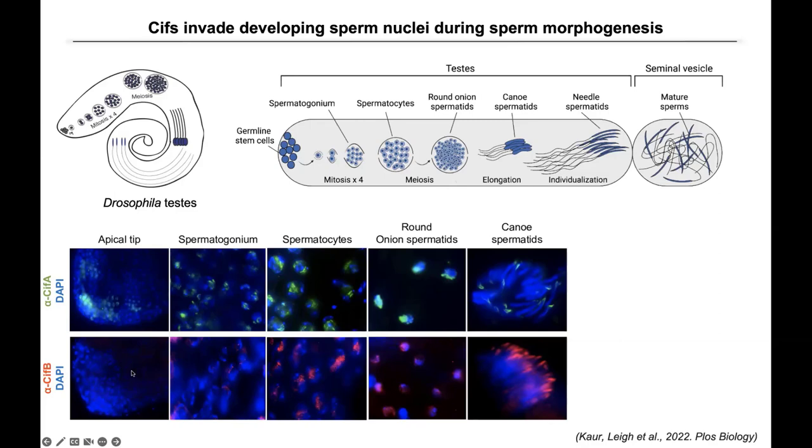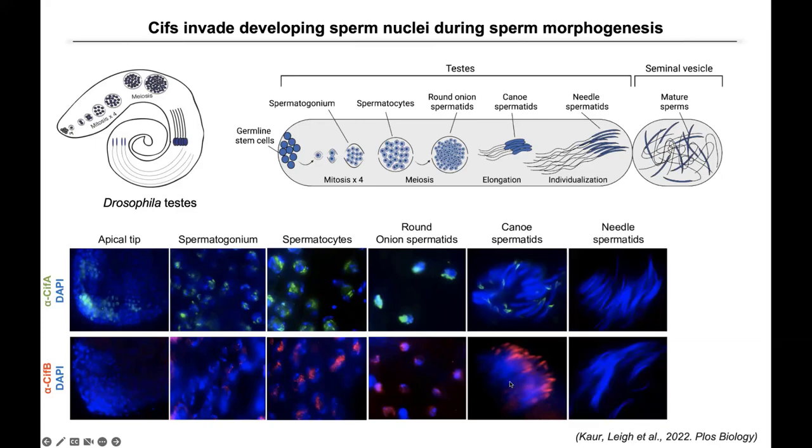CIF-B, on the other hand, we could not detect localization signals in the germline. However, we started getting signals, in lower abundance than CIF-A, in the early spermatogonium stage, which then get amplified a lot in the spermatocyte stage, in the round onion spermatids, and in the canoe stages. Whereas CIF-A was in some of the elongated nuclei, CIF-B was in the tip of all of the nuclei heads.